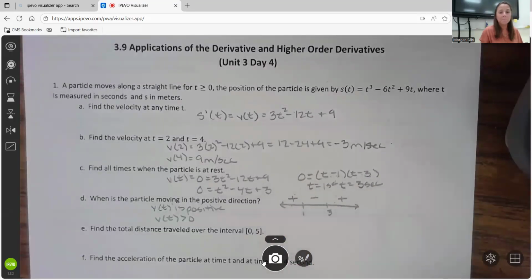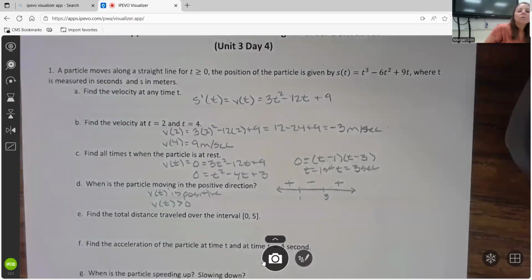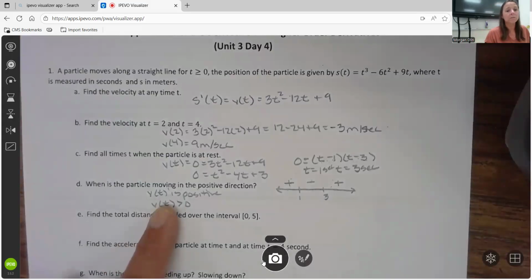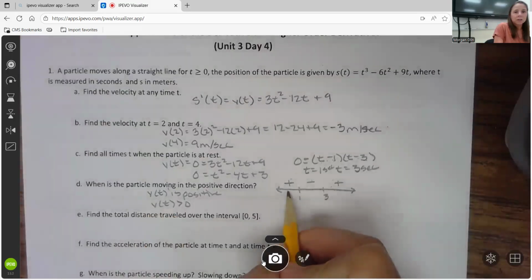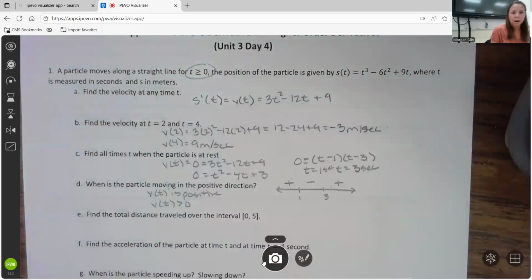Okay, so below would mean minus. All right, so when is it moving in the positive direction? It's when, as we've already said, v of t is positive, or v of t is greater than 0. Now, pay attention. Up here, we said t is greater than 0.